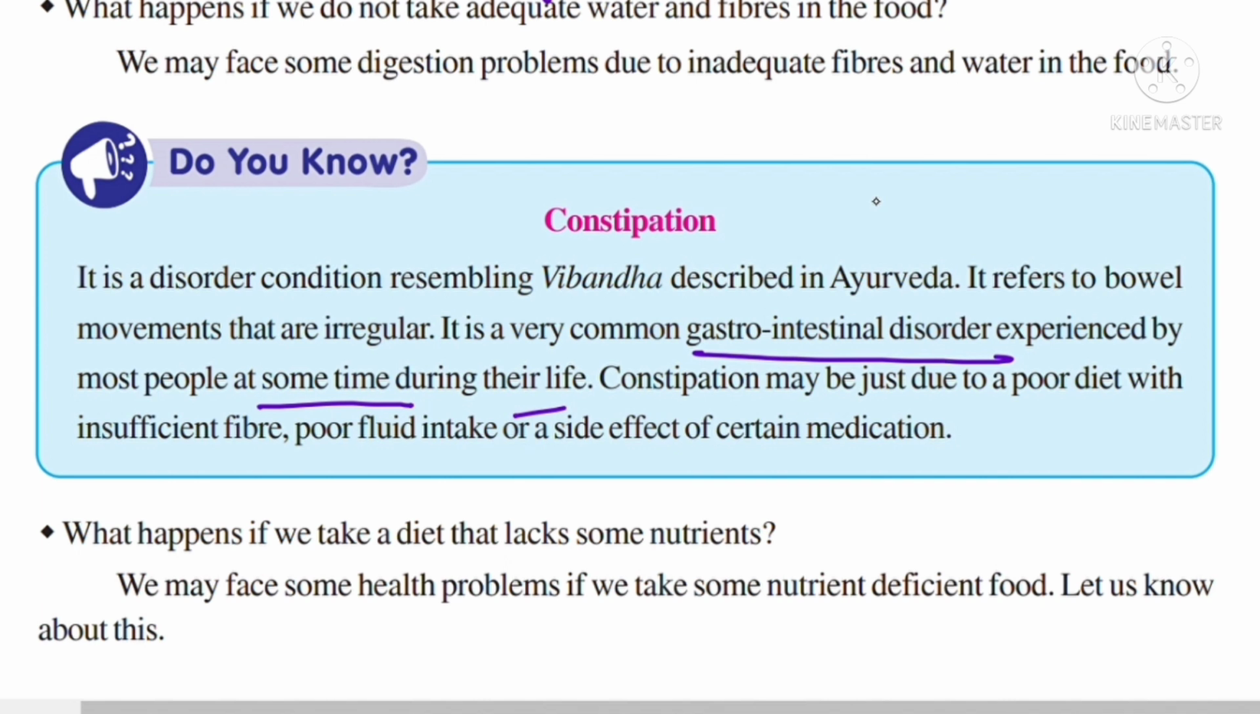Constipation may be just due to a poor diet with insufficient fiber, poor fluid intake, or a side effect of certain medications. So the reasons for constipation may be insufficient fiber, poor fluid intake, or side effects of certain medication.